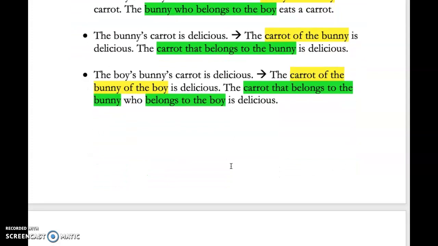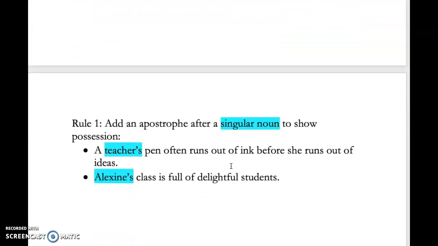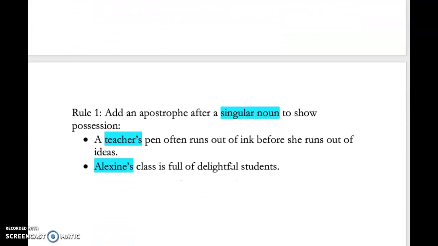So, hopefully that makes sense to you because now I'm going to talk to you about some of the many rules that apply to when and how to use an apostrophe. The first rule is probably the one that you already know. You add an apostrophe S after a singular noun to show possession. So a teacher is a singular noun. In other words, there's only one teacher. A teacher's pen often runs out of ink before she runs out of ideas.